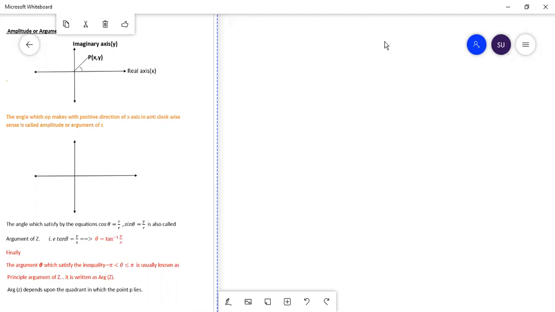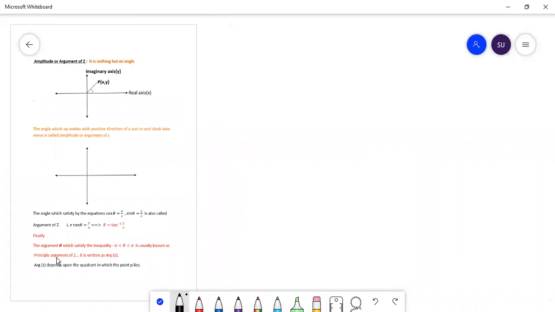Okay, but we need a value of theta which satisfies the inequality. That means theta belongs to minus pi comma pi, where pi is closed and minus pi is open. That means minus pi less than theta less than or equal to pi.